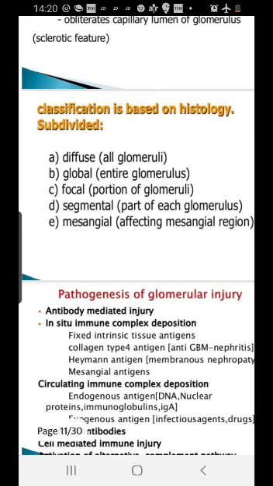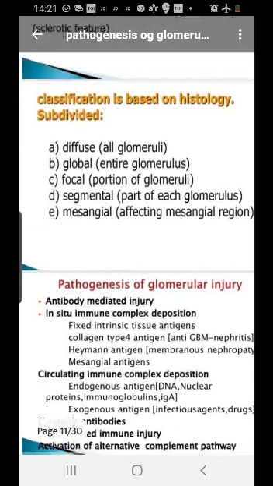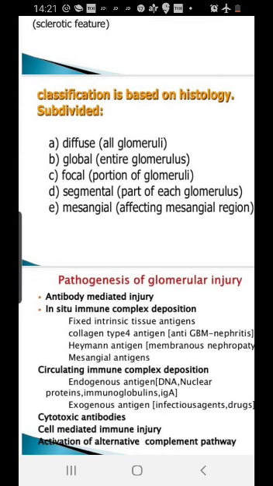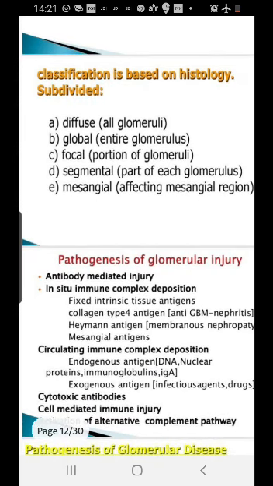So how do you classify based on histology? You have to see whether the disease is involving diffuse, it means all the glomeruli. If in one section you have 20 glomeruli, all the 20 glomeruli are showing the histology. Okay, so diffuse is all the glomeruli. Global means the entire glomerulus is involved. It is more than 80% of the glomeruli. If it is less than 50%, we call it segmental. Segmental means part of each glomerulus. Okay, but if it is more than 80%, we call it global.